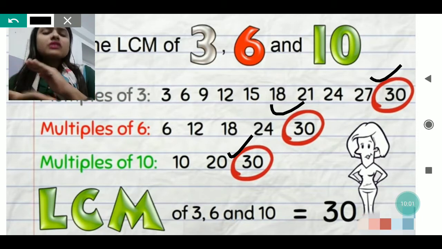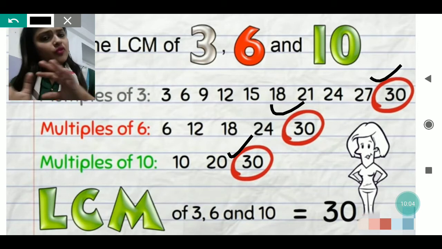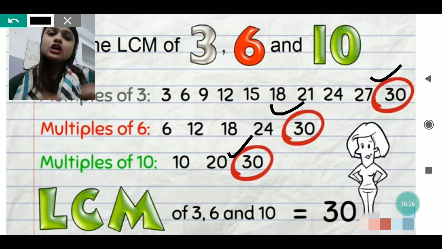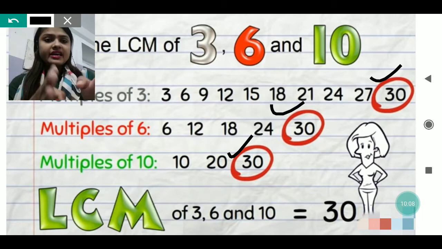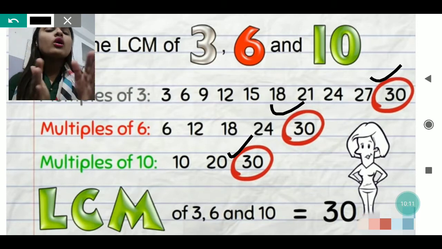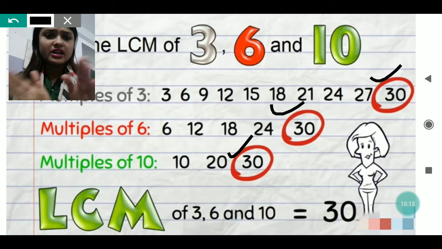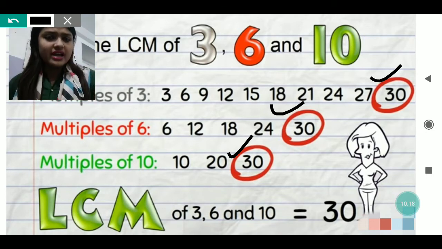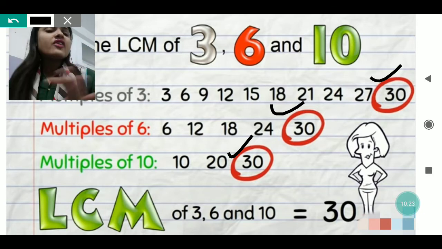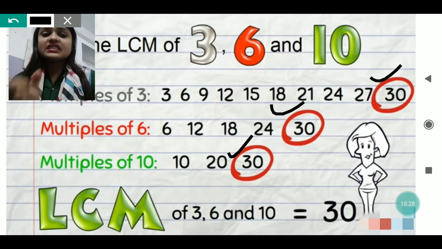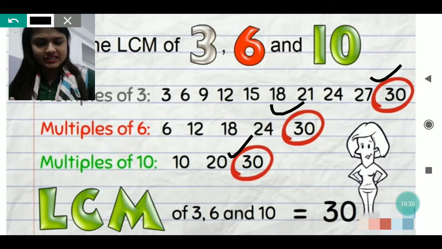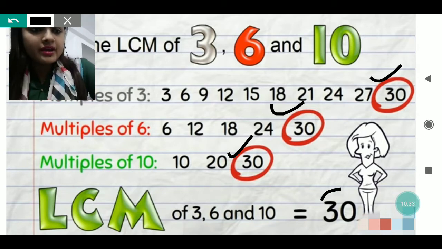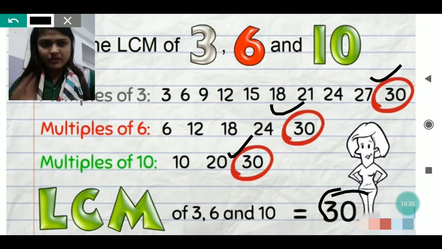You just find all the multiples of all the numbers, whatever numbers are given. 2 numbers are given, 3 numbers are given, like here 3 numbers are there. So I have written the multiples of 3, multiples of 6, and multiples of 10. After writing the multiples of all the 3 numbers, I find the common multiple between them, that is 30. So the LCM of 3, 6 and 10 will be 30, as it was the first common multiple between them.